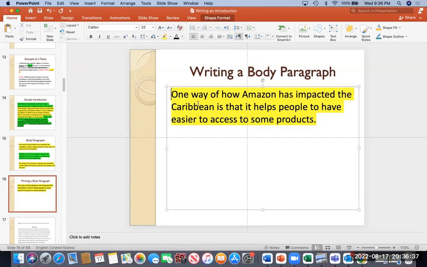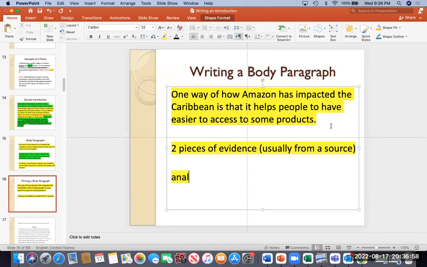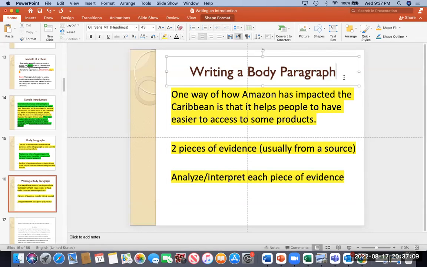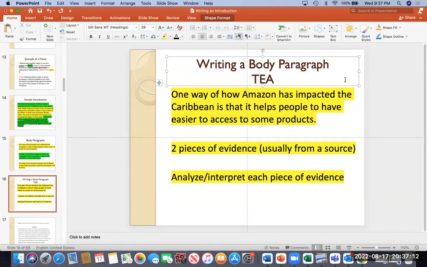So this is the first sentence of your body paragraph. One of the things you have to do in the body paragraph is now you need at least two pieces of evidence, usually from a source, and you need to analyze or interpret each piece of evidence. Has anyone ever heard about the T structure? Topic sentence, evidence, and analysis. That's actually how you write a body paragraph.